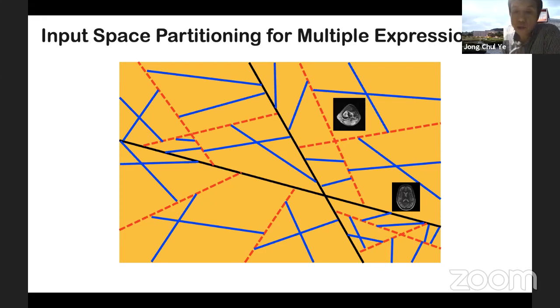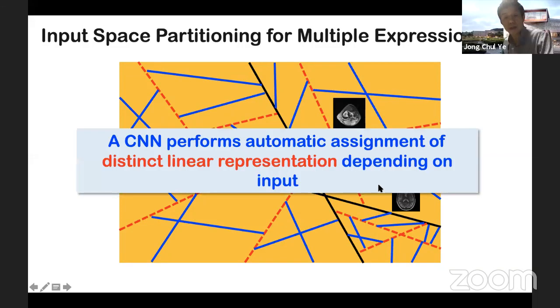Now, what happens is, within a partition, they share the same linear or frame representation, but across partitions it is different. So if different kinds of input data come in, the network automatically chooses a different basis representation. What the neural network is in fact doing is that the CNN performs automatic assignment of a distinct linear representation depending on the inputs. So basically this is a basis pursuit algorithm, but instead of running an optimization algorithm, you are choosing the basis automatically based on the ReLU activation pattern.